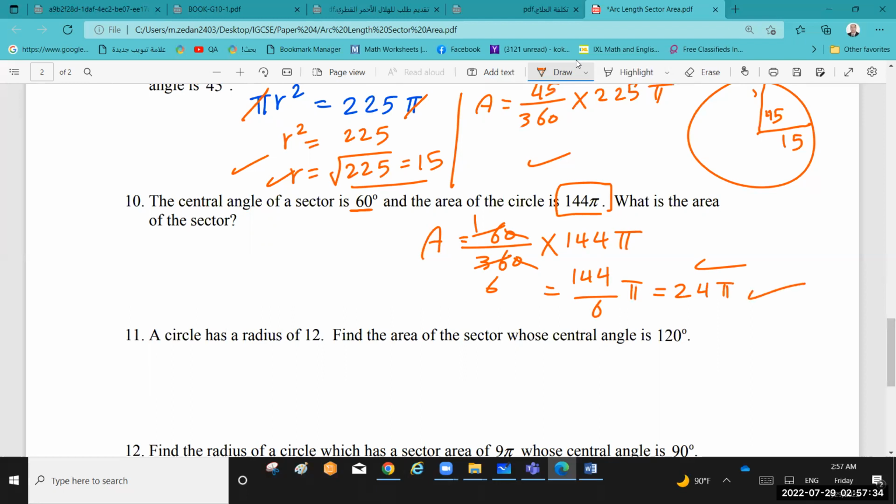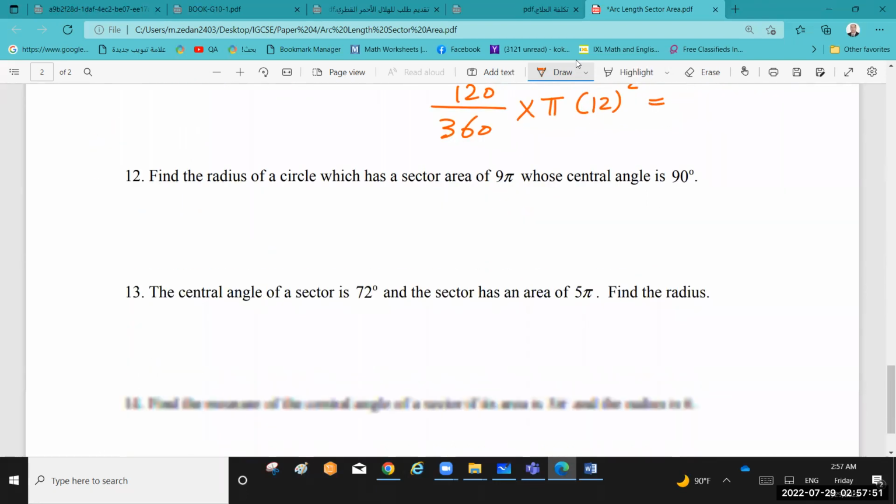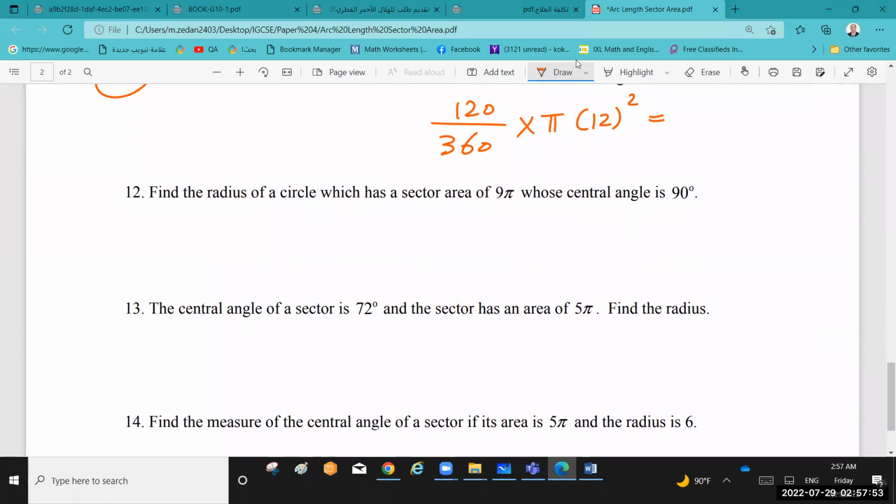This is the answer. A circle has a radius of 12. Find the area of a sector whose central angle is 120. One step: 120 over 360 times pi r squared. Easy, very simple. Okay, I will do number 12, and 13 and 14 are homework for you. Try to solve them and write the answers in the comments, please.